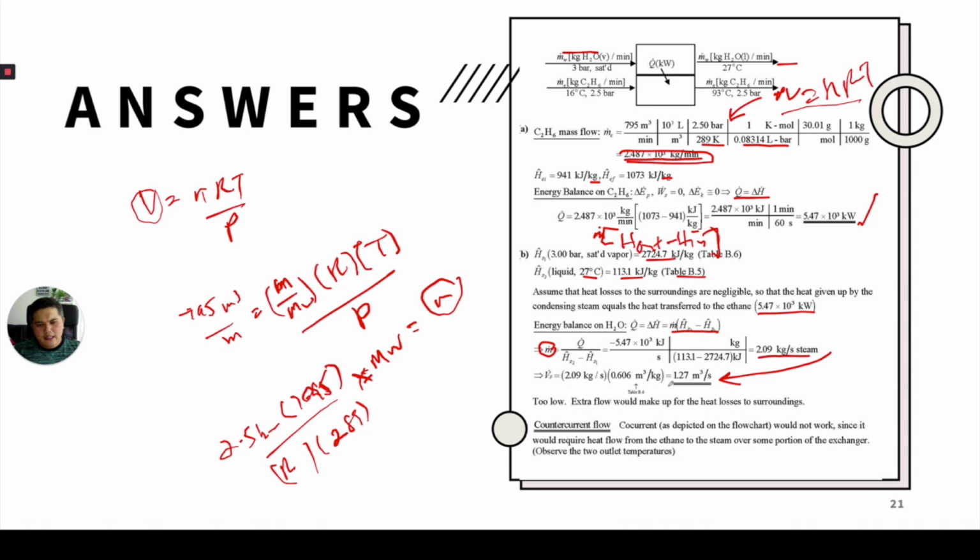volumetric flow rate. So where do you get this value? You should check table B6. I want you to do it yourself. Try to check table B6. Where do you get this value? At which particular information do you get this value?